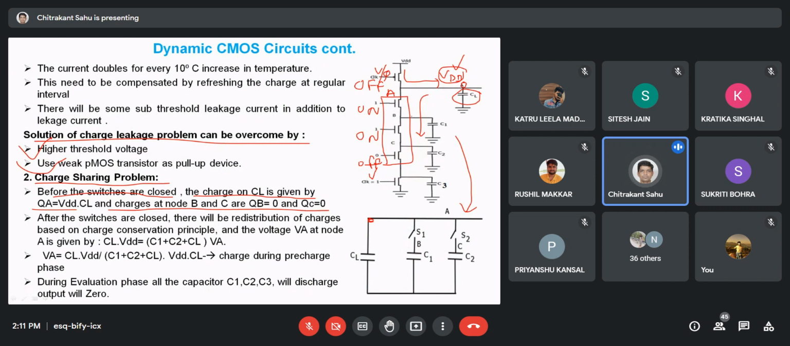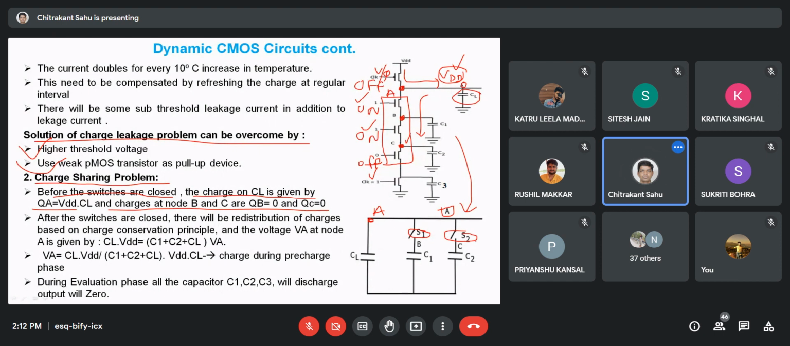It is connected to A directly, so this is considered to be the A node, this is the B node, and this is the C node. The same thing is shown here. The B node is only active when this particular transistor is on, and the C node is active only when this particular transistor is on. That is why it acts as a switch here. It can be off or on depending upon the input.